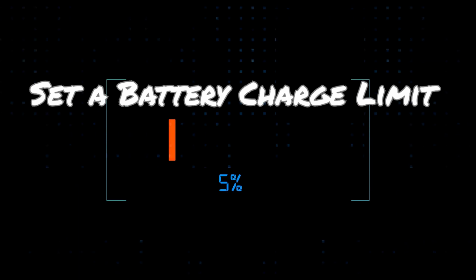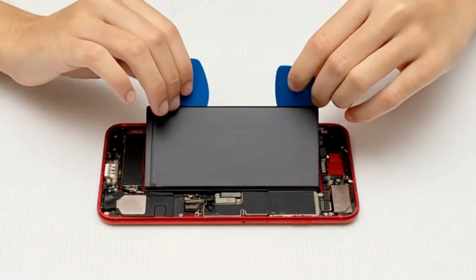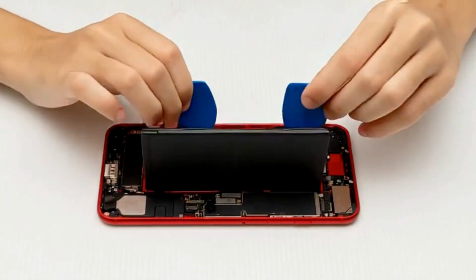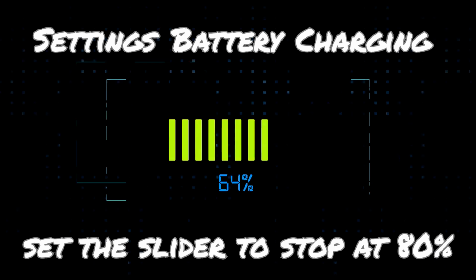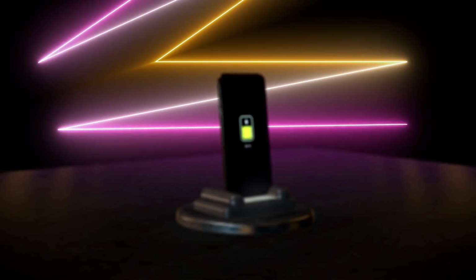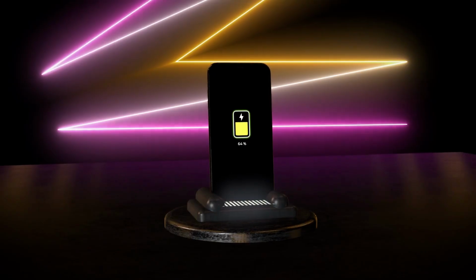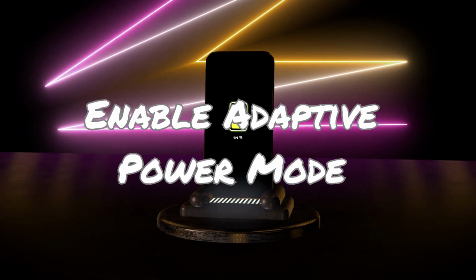Set a battery charge limit. To extend battery lifespan, limit charging to 80%. Go to Settings, Battery, Charging, and set the slider to stop at 80. You can also turn off optimized battery charging if you prefer more control.